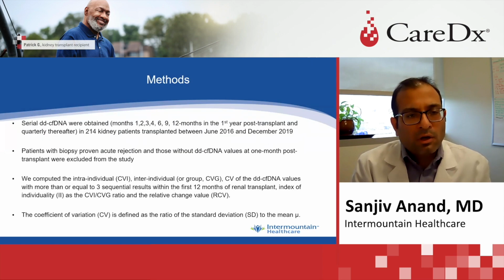So we had a total of 125 patients who underwent kidney transplant and had serial donor-derived cell-free DNA samples obtained at 1, 2, 3, 4, 6, 9, and 12 months post-transplant as part of their standard of care. These patients were after excluding biopsy-proven acute rejection patients. So essentially, these were stable patients, and we also excluded patients who had CMV or BK viremia for calculating RCV and coefficient of variation.